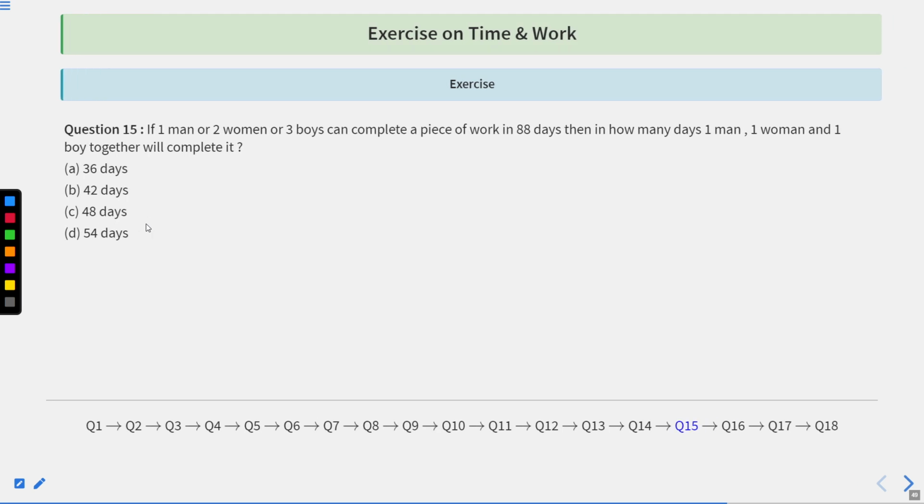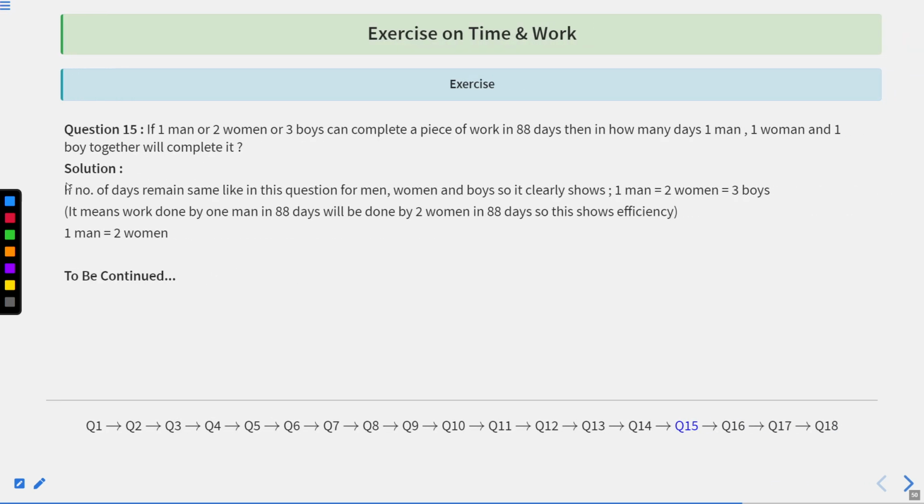Question number 15. If 1 man or 2 women or 3 boys can complete a piece of work in 88 days, then in how many days will 1 man, 1 woman, and 1 boy together complete it? So if the number of days remains the same, as in this question for men, women, and boys, it clearly shows that 1 man is equal to 2 women equal to 3 boys.